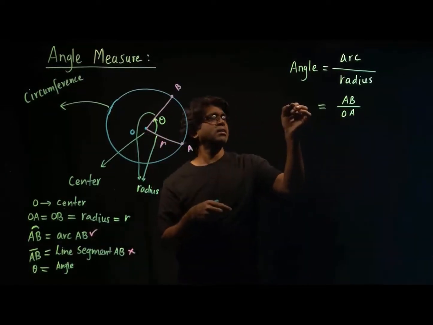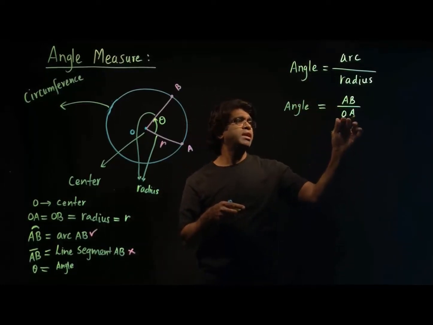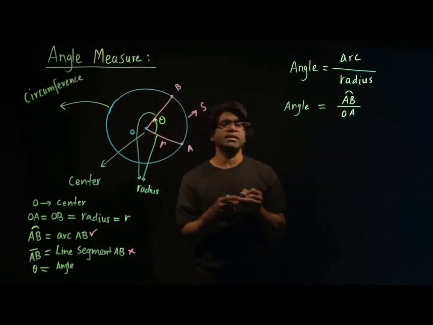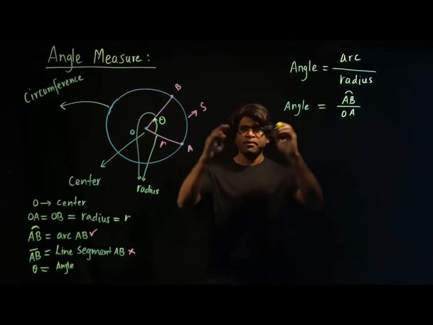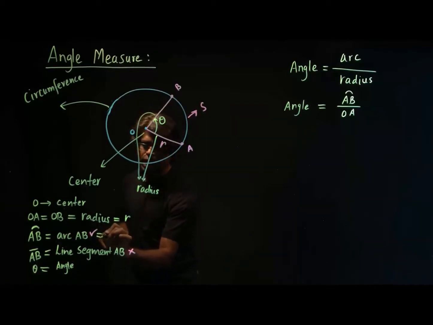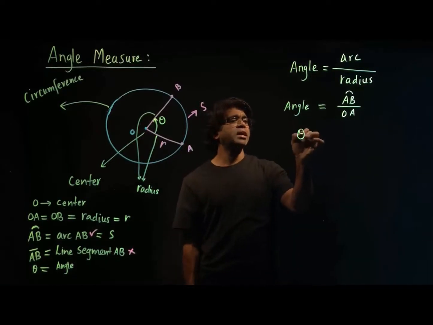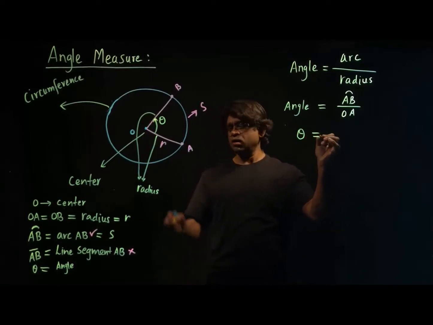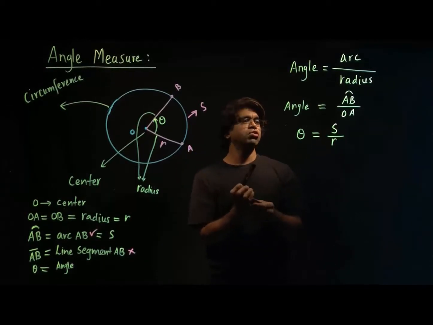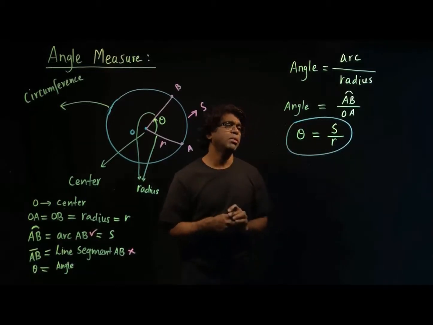So my angle is basically arc over radius. Now, for this arc AB, I'm going to consider symbol s, so then I will write everything in terms of symbols. So this arc AB, I'm going to consider as a small s. So my angle theta is equal to arc, which is a small s, over radius, which is r. So my angle theta is s over r.